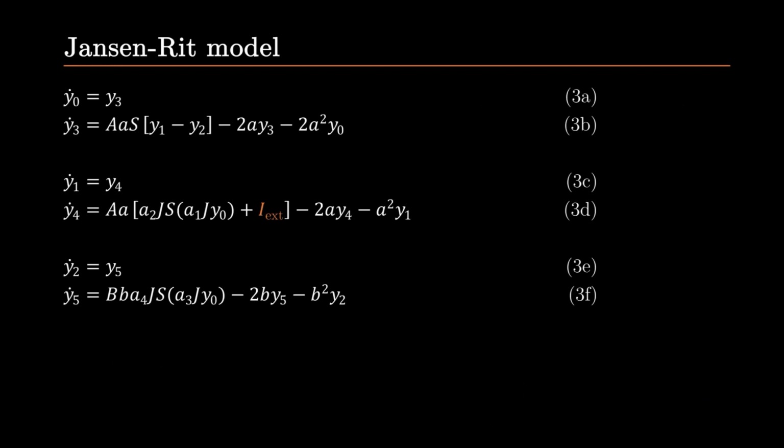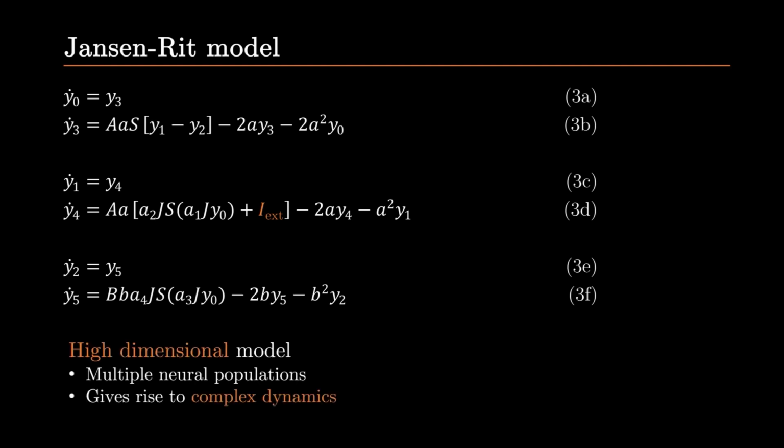So the model which we used instead is the Jansen-Rit model. It has these 6 equations. I will not get into the details, but it's obviously more high-dimensional than the generic 2D oscillator, so it gives rise to more complex dynamics. And the reason it has these 6 equations is that it models multiple neural populations. There's a population of pyramidal cells, a population of inhibitory interneurons and excitatory interneurons. So each of these populations is modeled by 2 equations, and then we end up with these 6 equations. Okay, what is the first step?